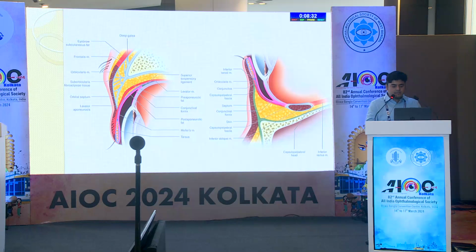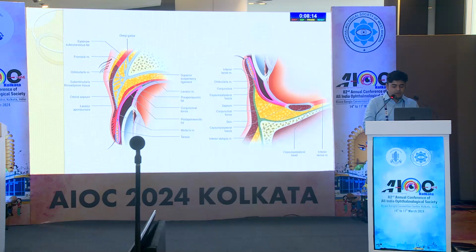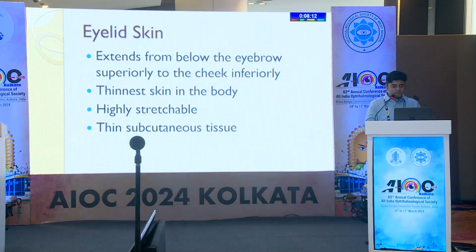Now, as we can see, the upper and the lower eyelids are similar in anatomy, and from anterior to posterior the structures are skin, subcutaneous fat tissue, then a layer of striated muscle, that is the orbicularis, then the layer of levator, then tarsus, orbital septum, Mueller's muscle and conjunctiva.